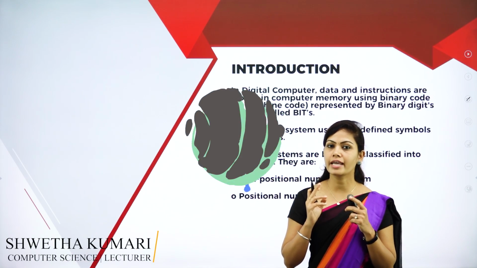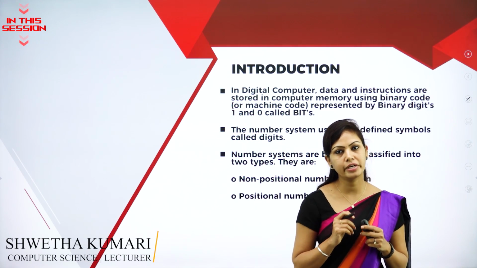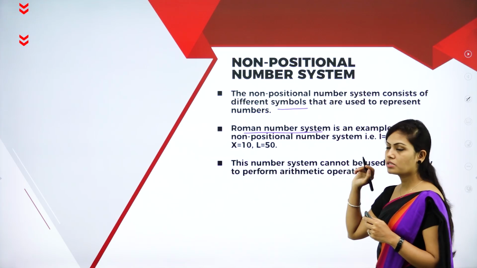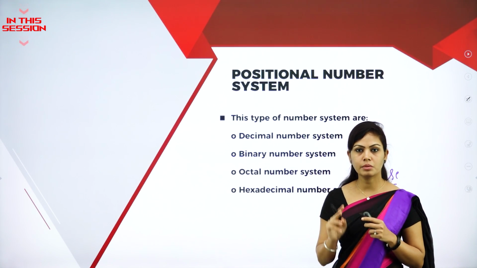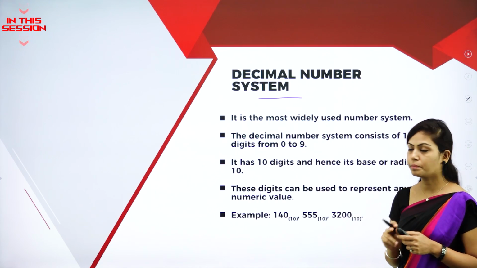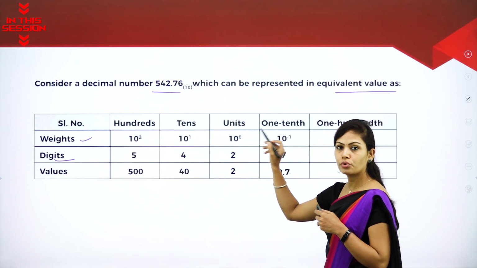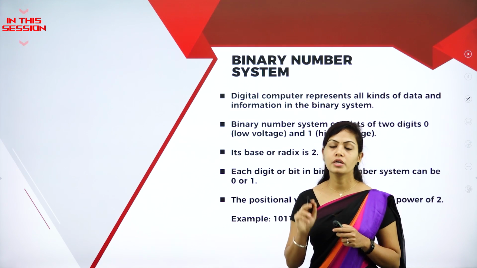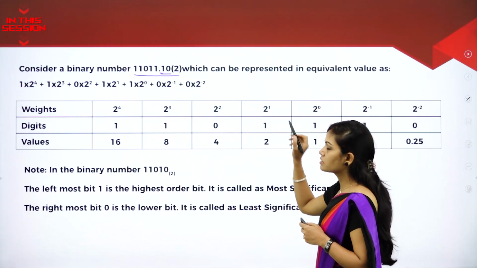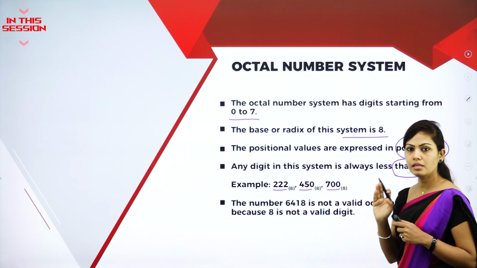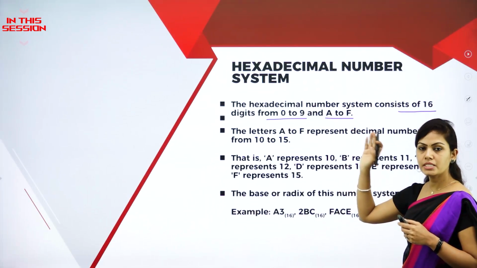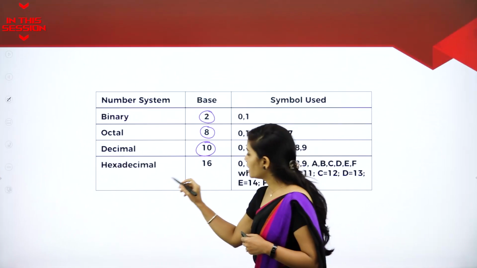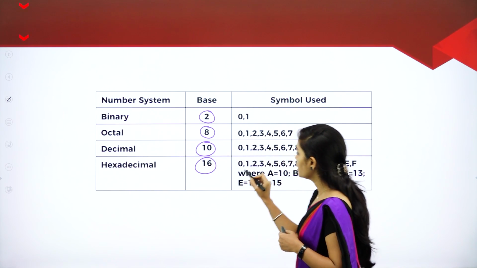So computer can understand only machine readable language. What is Roman number system? In positional number system, we have 4 different types. What is decimal number system? Units means 10 power 0. 10 power 0 is 1. Binary number system consists of 2 digits. 2 power 1 is 2. 2 into 1 is 2. These are the examples for octal number system. Hexadecimal means 0 to 16. Hexadecimal means base value is 16.